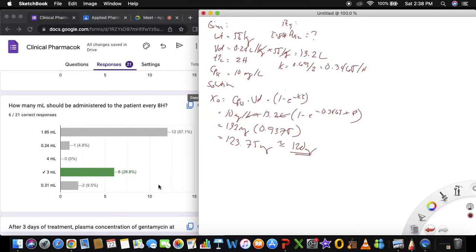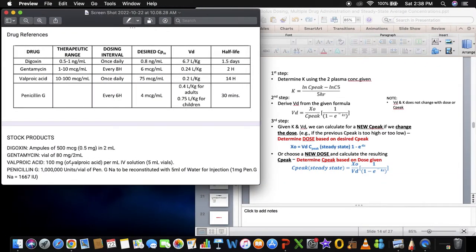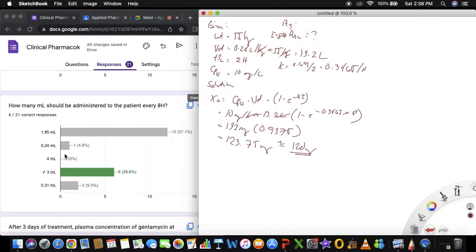So, here is how many ml should be administered to the patient every 8 hours. If the dose is 120 milligrams, what is the available dose for gentamicin? 80 milligrams per 2 ml is available. So, 80 milligrams is to 2 ml, and 120 milligrams is to X. X would give us 2 times 120 divided by 80. So, that gives us 3 ml.